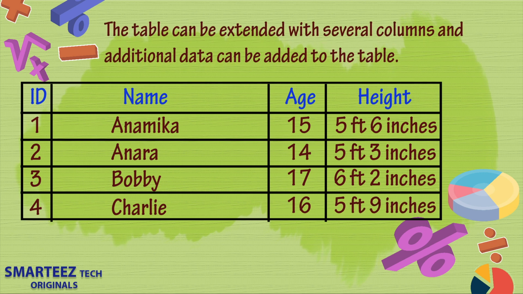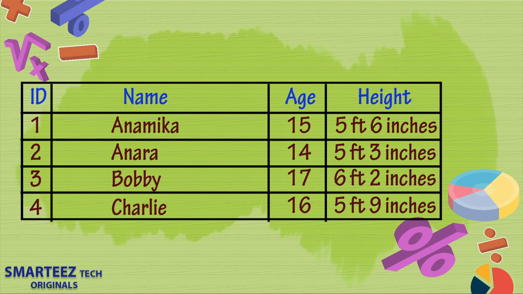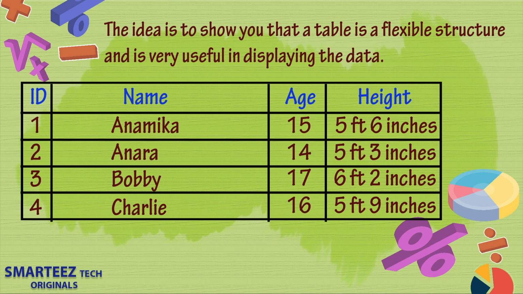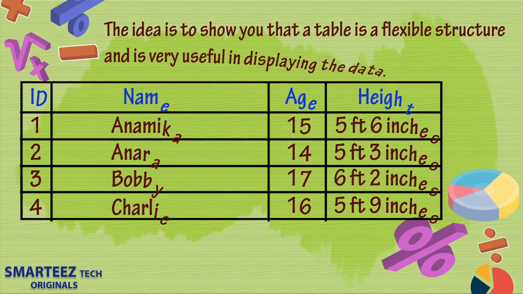The table can be extended with several columns and additional data can be added to the table. Of course, in practical applications, we decide the metadata, namely the structure of the data, before we populate the data. The idea is to show you that a table is a flexible structure and is very useful in displaying the data. Let's see another example of how to display data using a table.